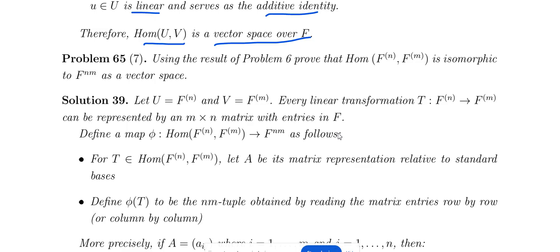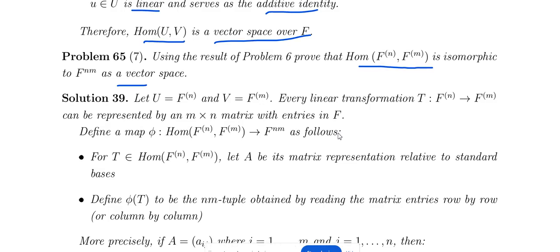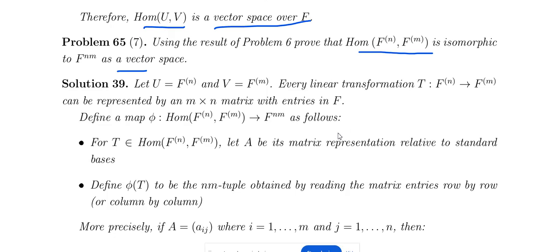The same way, I think this has been asked many times in the TRB exam. Hom(F^n, F^m) is isomorphic to F^nm as a vector space. So take U equal to F^n and V equal to F^m. Every linear transformation from F^n to F^m can be represented by an m by n matrix with entries in F.